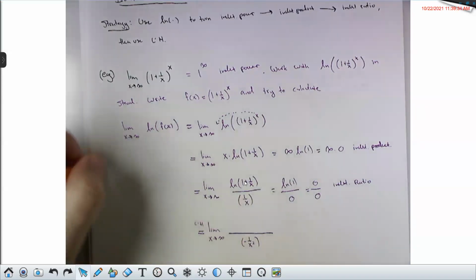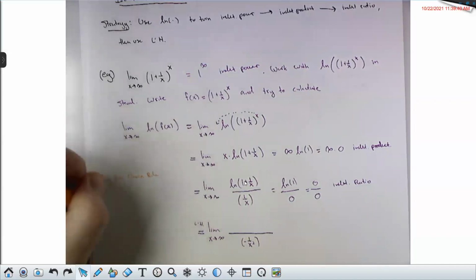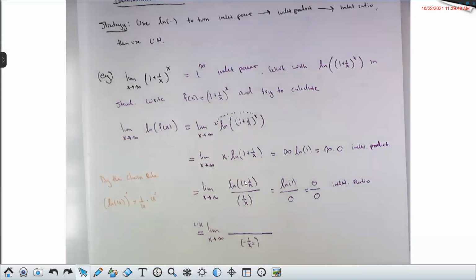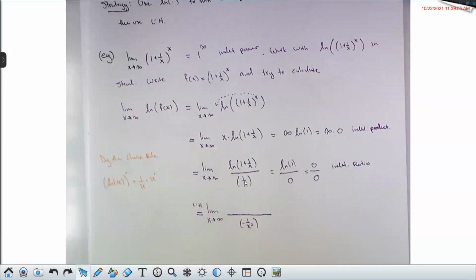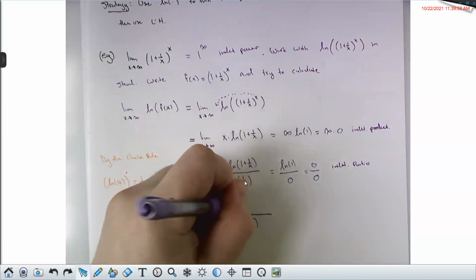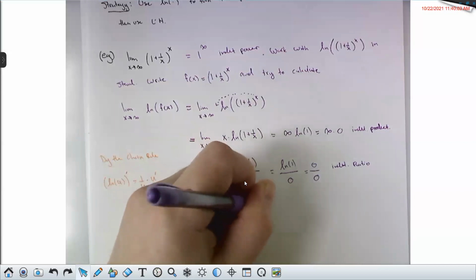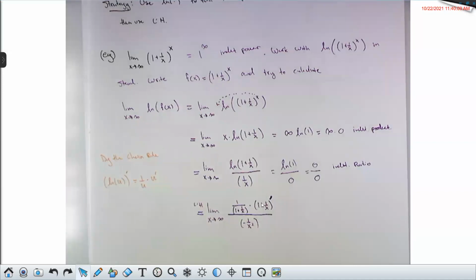Good. So by the chain rule, if we want to differentiate the natural log of some stuff, that's going to be 1 over that stuff times the derivative of that stuff. So here I'll have 1 over 1 plus 1 over x times the derivative of 1 plus 1 over x. And then the derivative of 1 plus 1 over x, this is not bad. The 1 differentiates to 0, 1 over x differentiates to negative 1 over x squared.